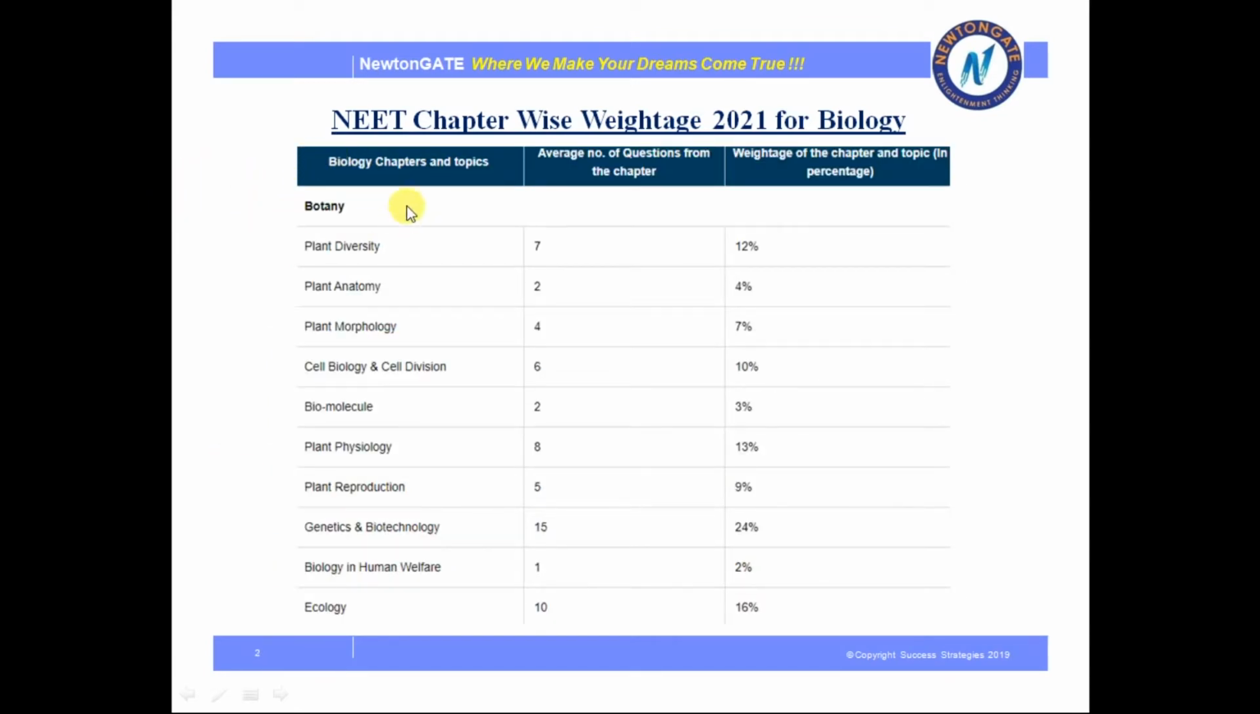So, let's start with botany. These are all the chapters included under the topic botany. These are the average number of questions asked in previous years, and these are the weightage of the questions. Let me go one by one. Plant diversity: number of questions asked 7, weightage of the chapter 12%.